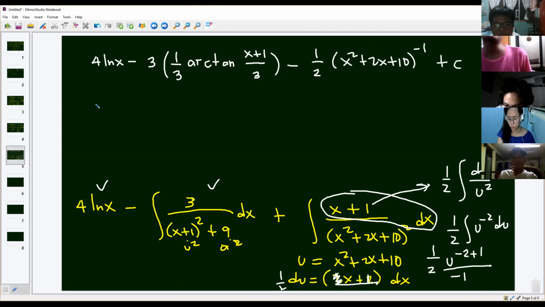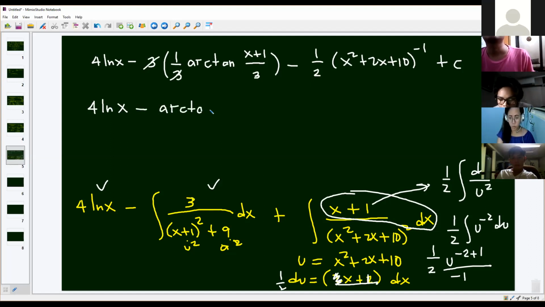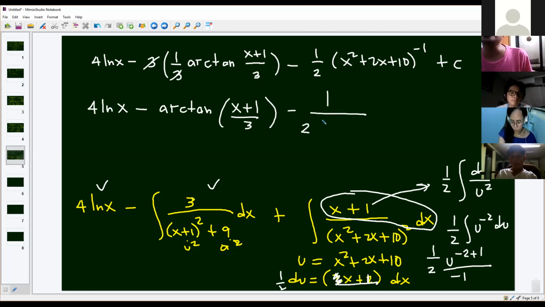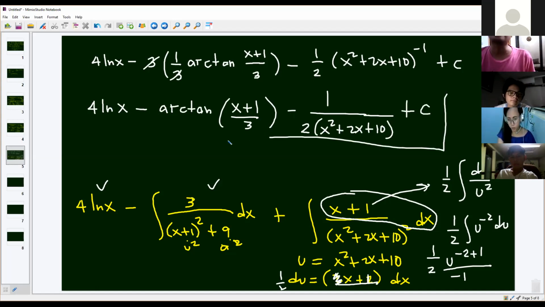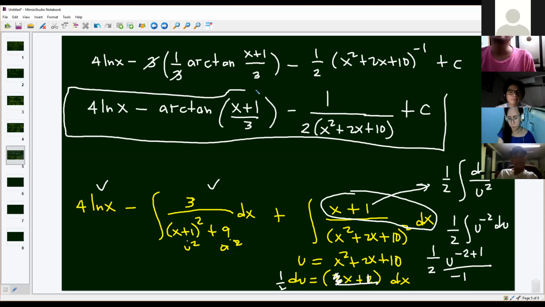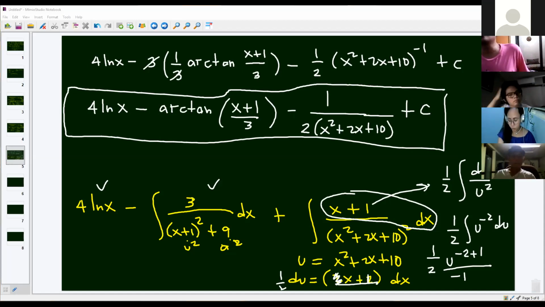But we have to finalize this one. We can still simplify, cancel, over 3. Then, of course, for the negative exponent, even if you don't rewrite it, it looks better in factored form so that we can see it is an irreducible quadratic. Then plus c. This is the final answer. Okay? Did you get that, guys?